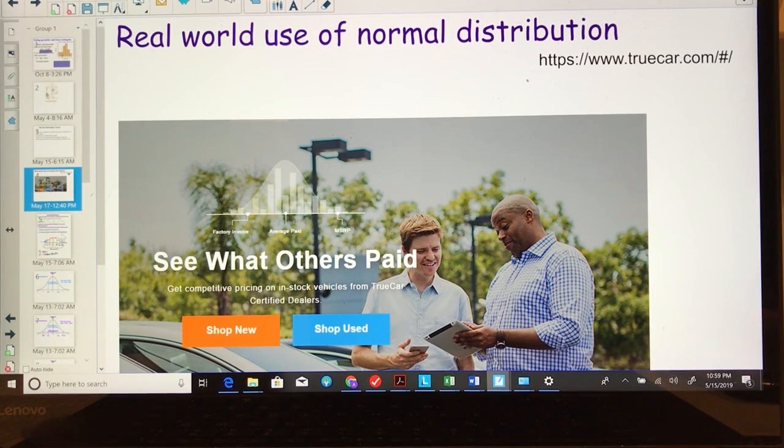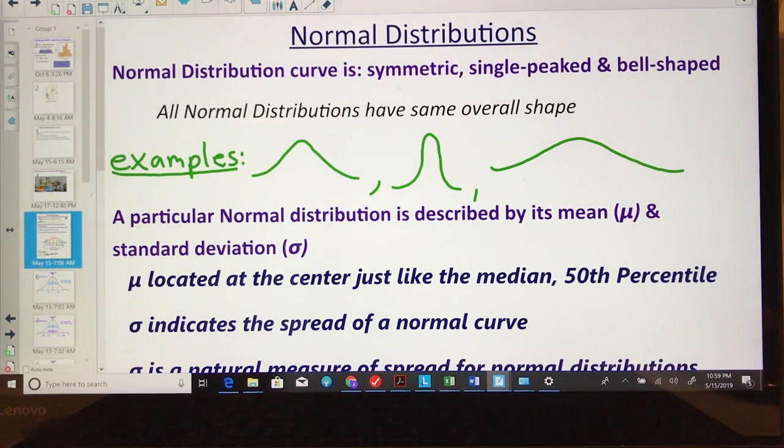All right, so this next screen has a lot of stuff on it. I'm going to talk you through each little part, and then we're going to do some examples, and then you're going to have some practice. So taking a look here, normal distribution curve. It's symmetric, it's single-peaked, and it's bell-shaped. And all normal distributions have the same overall shape. They start down, they come up, and then they come back down. Some of them are narrower, some of them are wider.